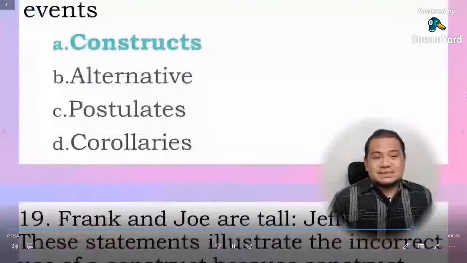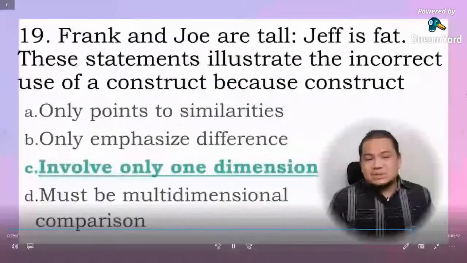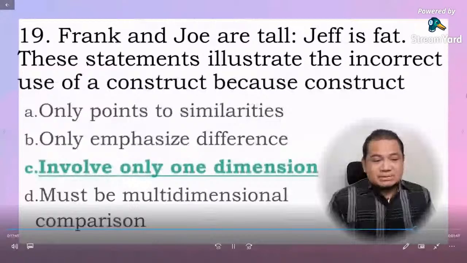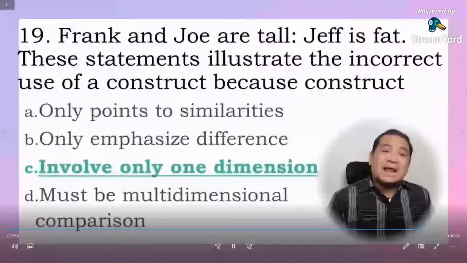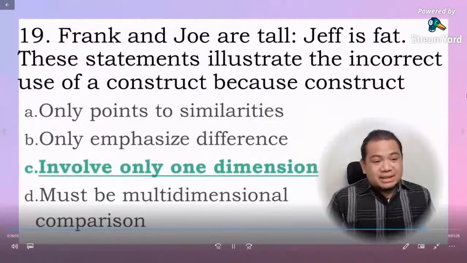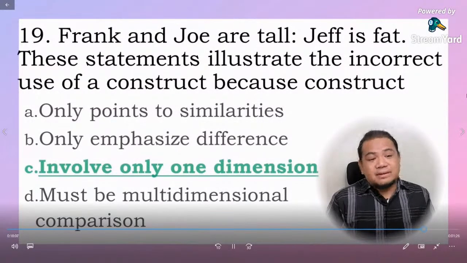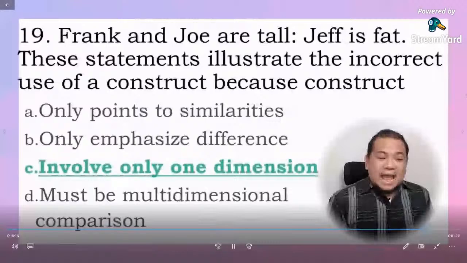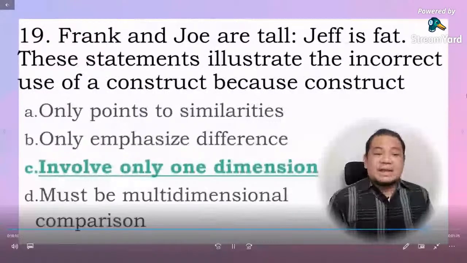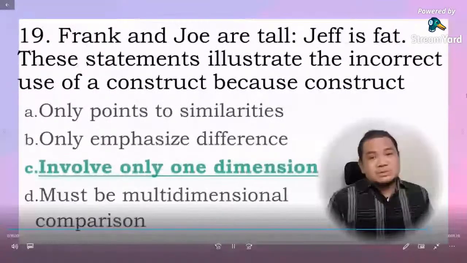19. Frank and Joe are tall. Jeff is fat. The statement illustrates the incorrect use of construct because construct is letter C, involves only one dimension. A personal construct is one's way of seeing how things or people are alike and yet different from other things or people. For example, you may see how Ashley and Brenda are alike and how they are different from Carol. The comparison and the contrast must occur within the same context. For example, to say that Ashley and Brenda are attractive and Carol is religious would not constitute a personal construct.